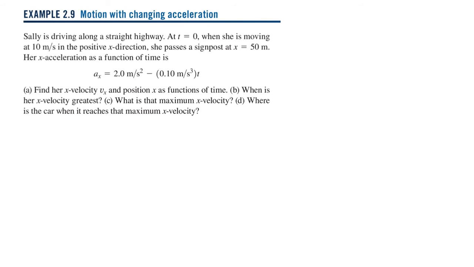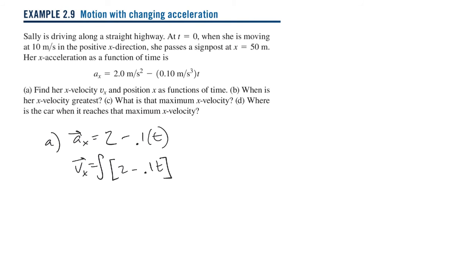So in order to find velocity and position from acceleration, we're going to have to integrate. So we start with our acceleration function. I'm going to take off units: 2 minus 0.1t. That is our acceleration function, which changes with time. To find the velocity function, you need to integrate that, equals the integral of 2 minus 0.1t. Oh, I forgot the dt. There it is. Let's go ahead and take that integral.